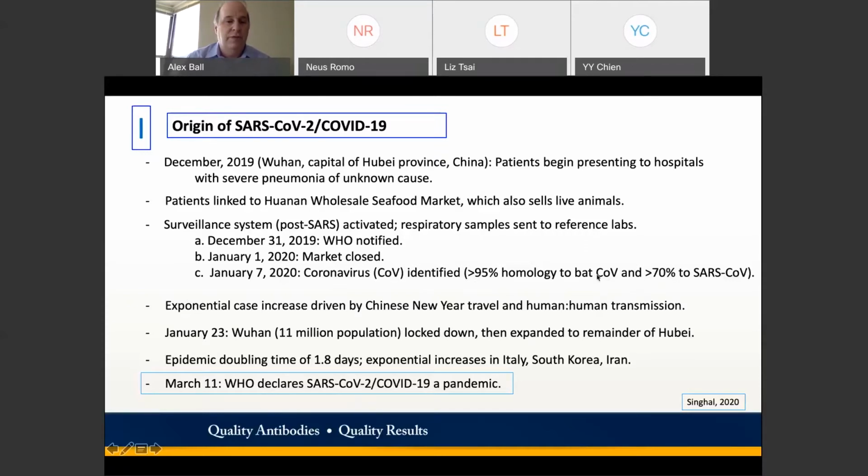Unfortunately, there was exponential case increase, driven by Chinese New Year travel and human-to-human transmission. By January 23rd, the entire city of Wuhan, with 11 million people, had been locked down. This then was expanded to the remainder of the province. The epidemic doubling time was initially less than 2 days. Once it had gotten out of China, people saw exponential increases in Italy, South Korea, and Iran. And by March 11th, the World Health Organization had declared SARS-CoV-2, COVID-19 a pandemic.